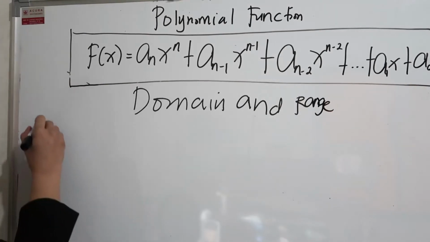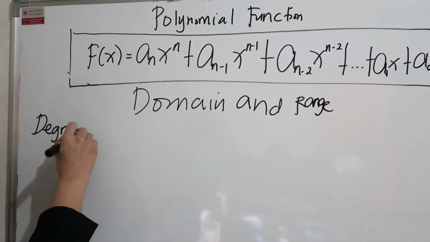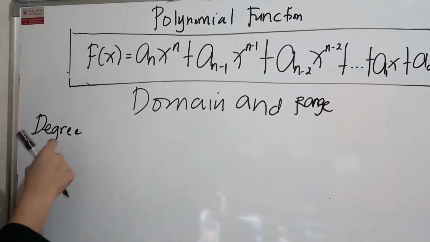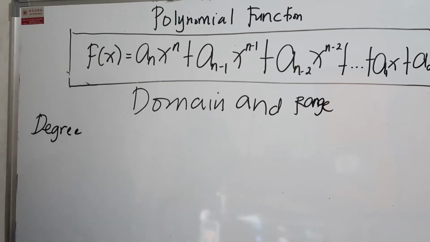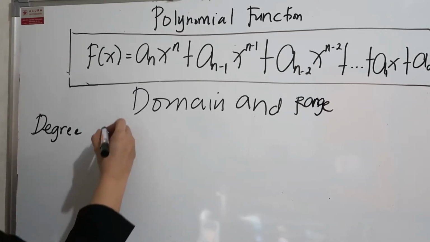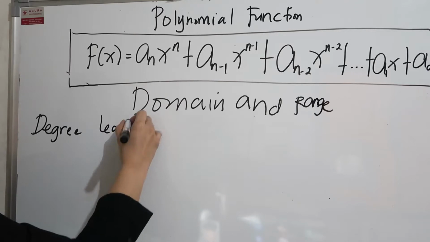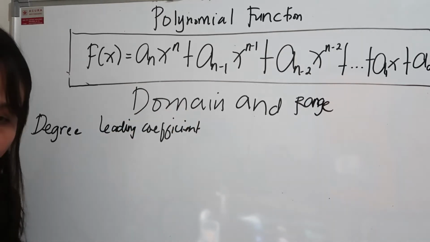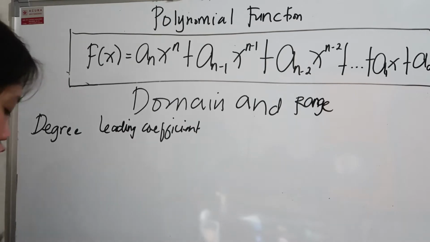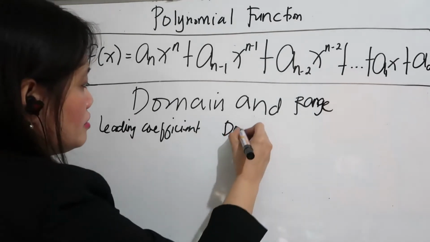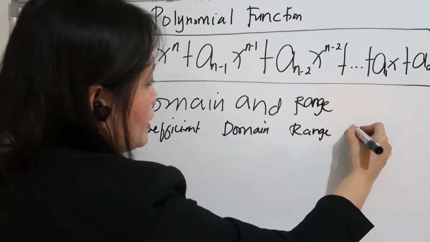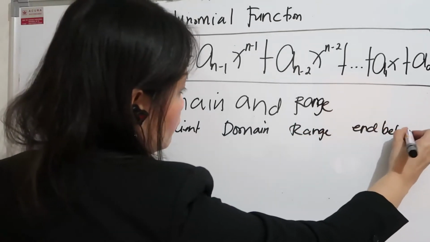The first one is the degree. When we say degree, you are referring to the highest exponent. Next is the leading coefficient. And then next will be domain, range, and then end behavior.